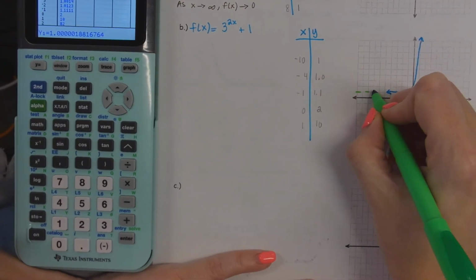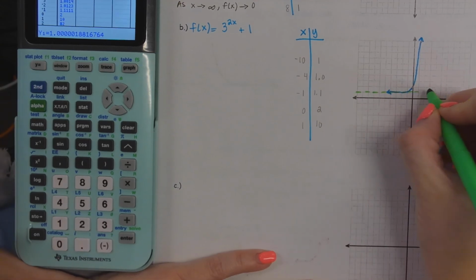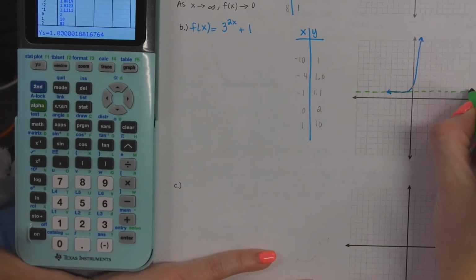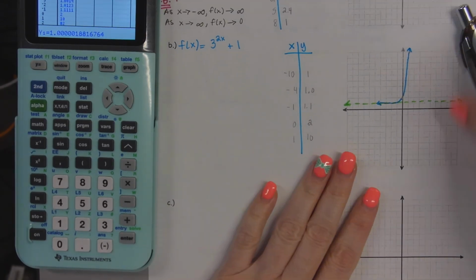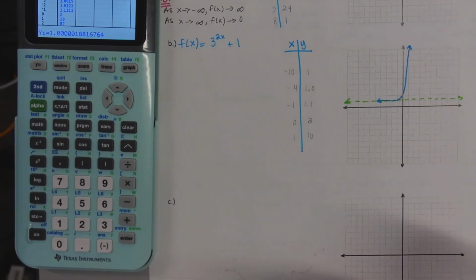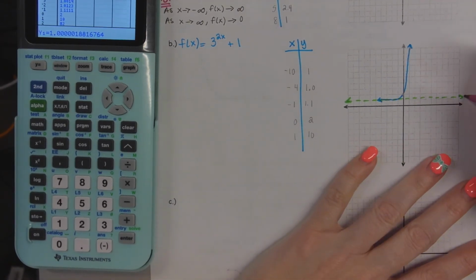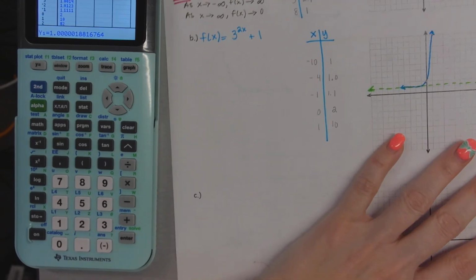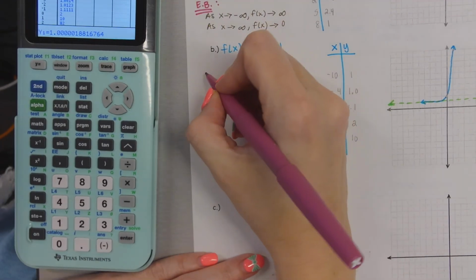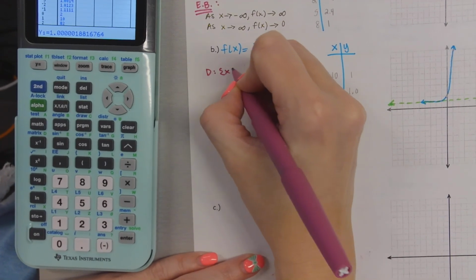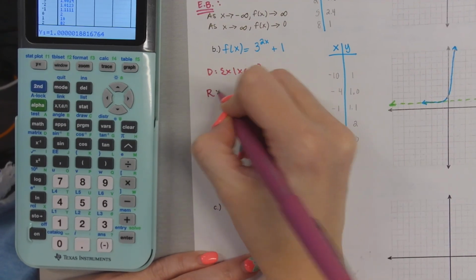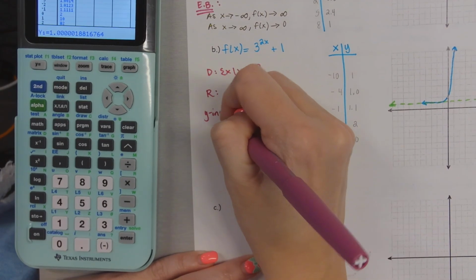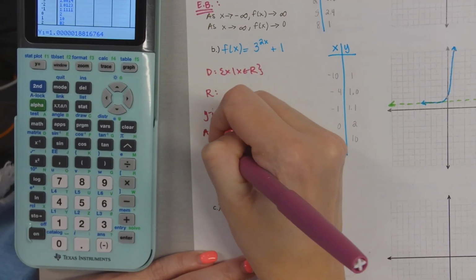So in this case, it's not getting closer and closer to 0, it's getting closer and closer to what? Getting closer and closer to 1. Okay, so that is where your asymptote's going to be. Okay, so your domain is all real numbers. Your range is going to change. See if you can do that.